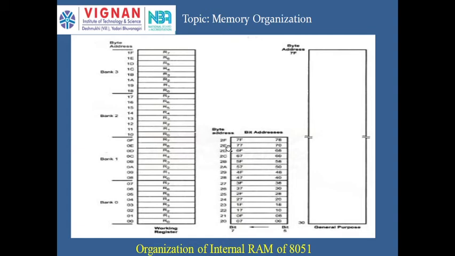For example, bit address 4EH refers to bit 6 of byte address 29H. In the byte address 29H, we have 8 bits. So that is 4EH, the sixth bit of byte address 29H. That is about the byte or bit addressable register.